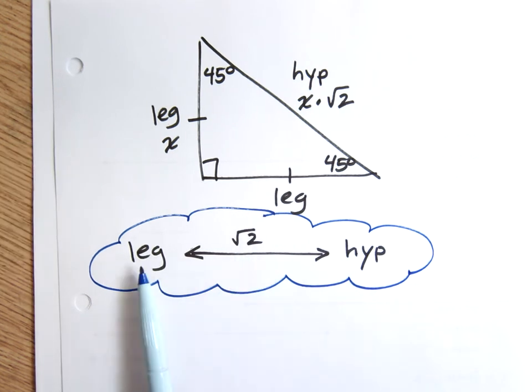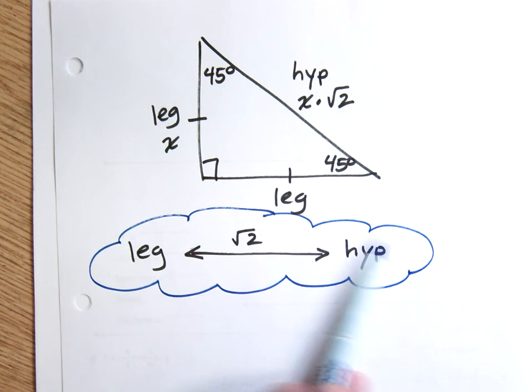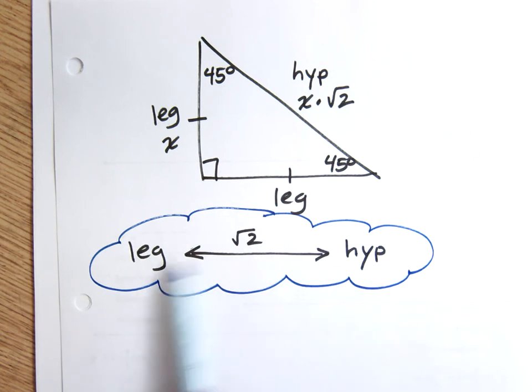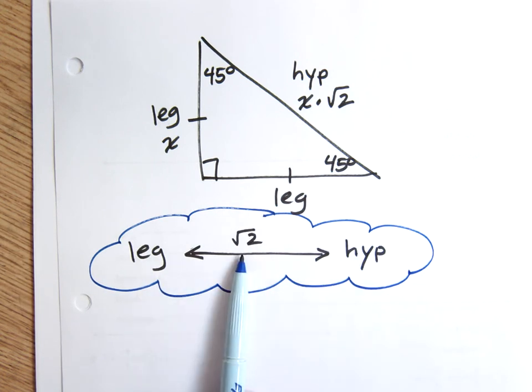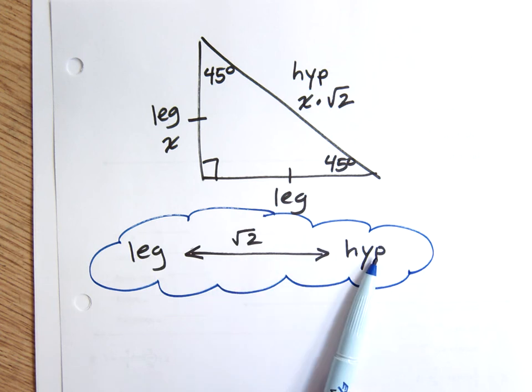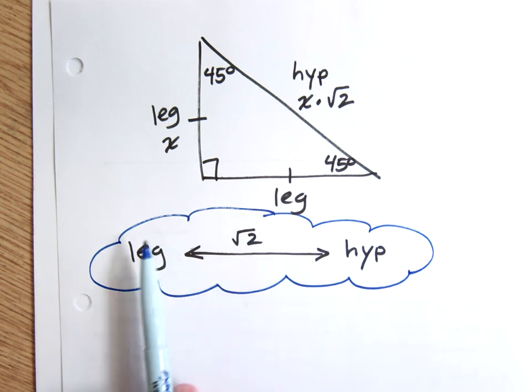If you're going from the leg to the hypotenuse, the hypotenuse is the biggest side, so you're trying to get bigger. You multiply by square root of 2. If you're going from the hypotenuse to the leg, the hypotenuse is the biggest, so from here to here I'm going smaller. So then I would divide by square root of 2.